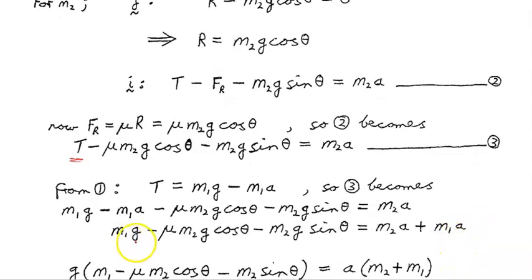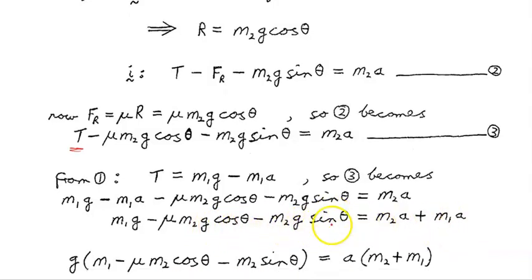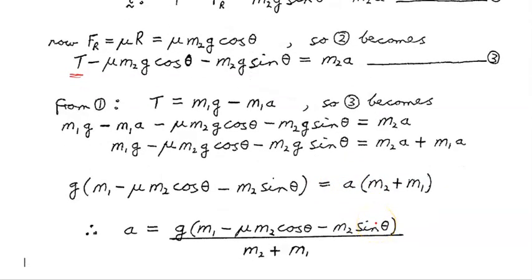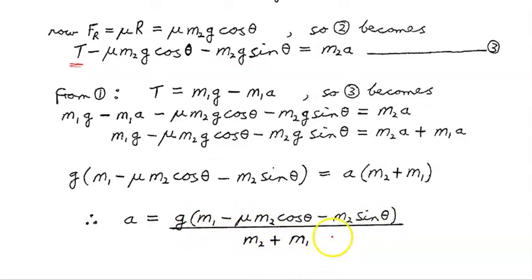So we now have an expression m1g minus mu m2g cos theta minus m2g sine theta is equal to all that. And what we can do is take out some common factors. On the left, the g can come out, and on the right, the a can come out. And then that just tells us that an expression for the acceleration becomes the right-hand side divided by the sum of the two masses. So divide through by m1 plus m2 on both sides, and we're left with the acceleration of the system. Both blocks will have the same acceleration, which is g times m1 minus mu m2 cos theta minus m2 sine theta, all over m2 plus m1.